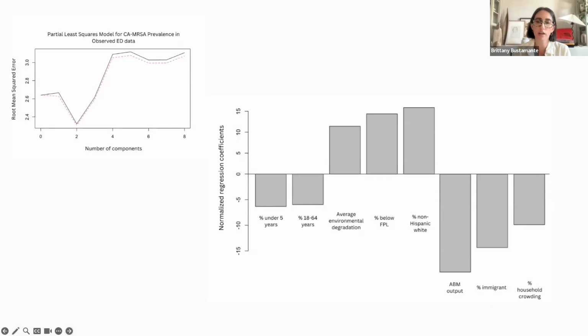So the partial least squares analysis suggested that percent poverty, percent non-Hispanic white, and the average environmental degradation were potentially important variables in explaining the observed community-acquired MRSA ED prevalence. And in a follow-up study, I did a causal mediation analysis where I actually evaluated the explanatory power of each of these variables.